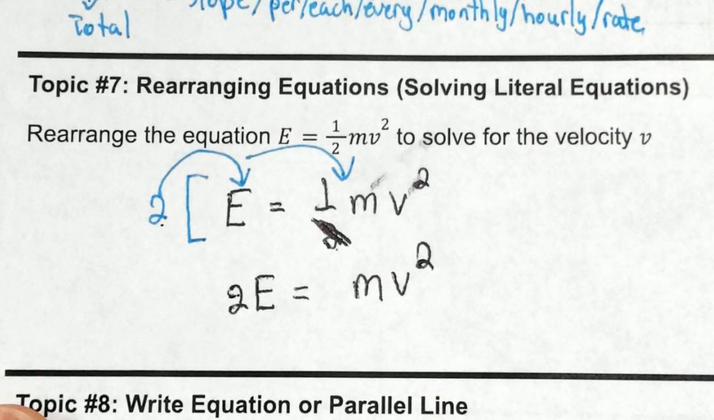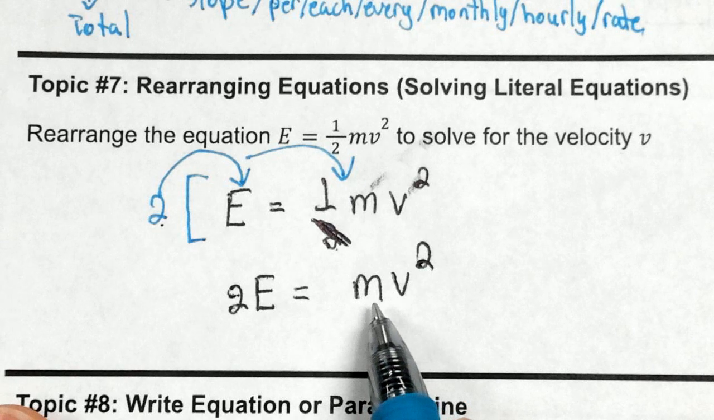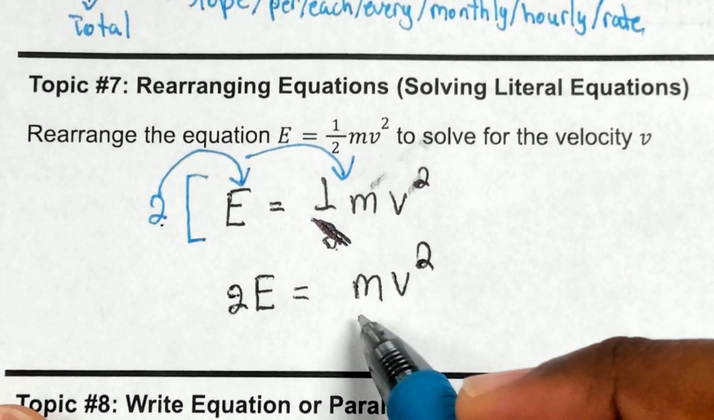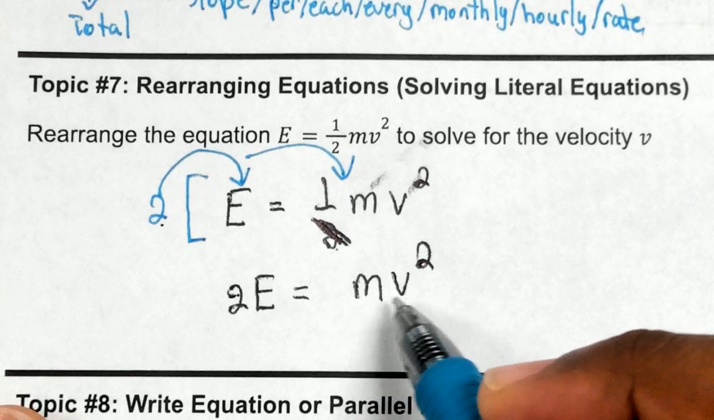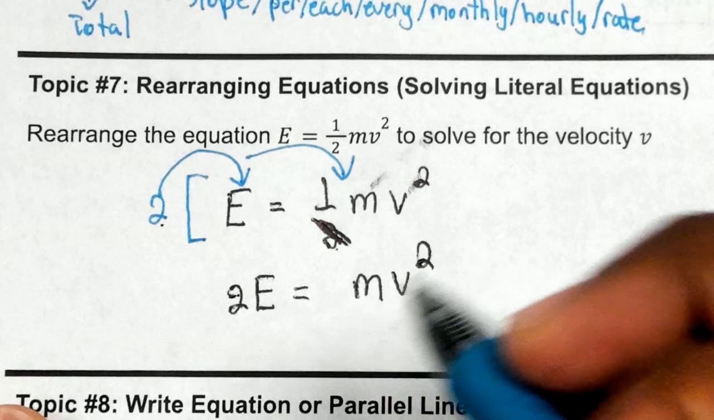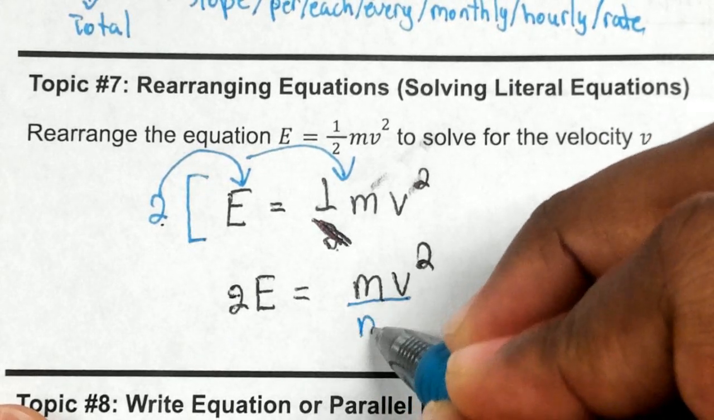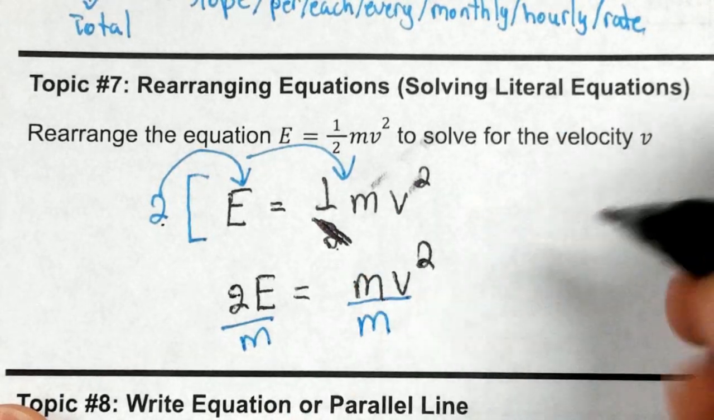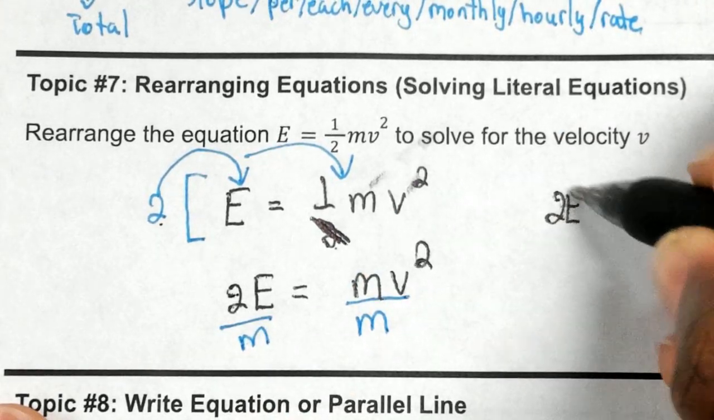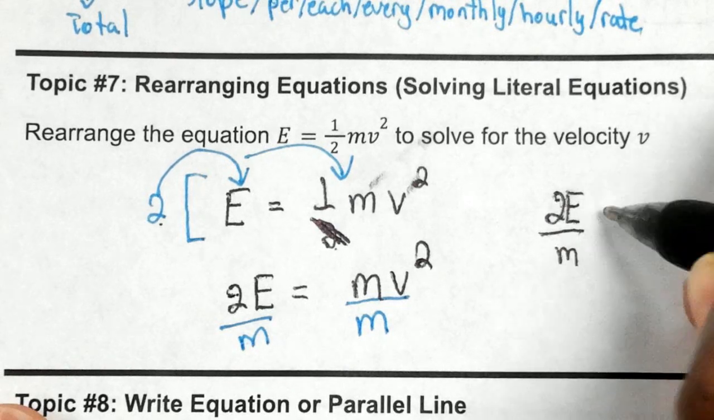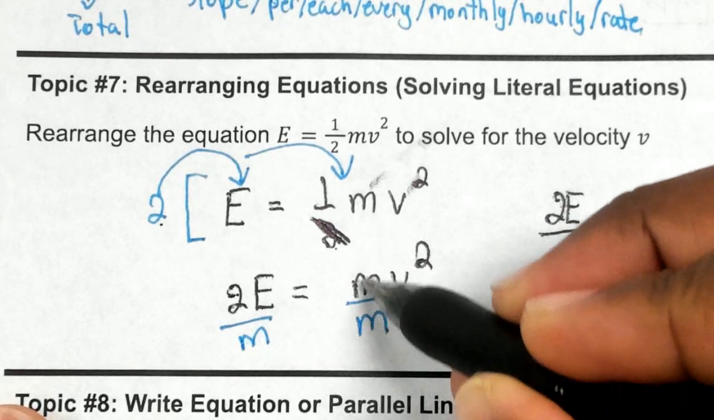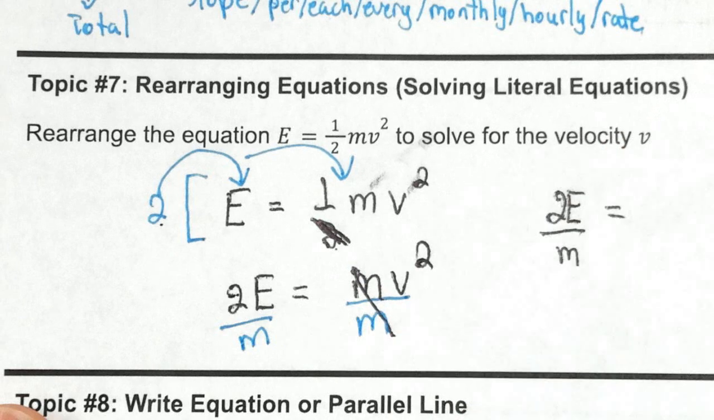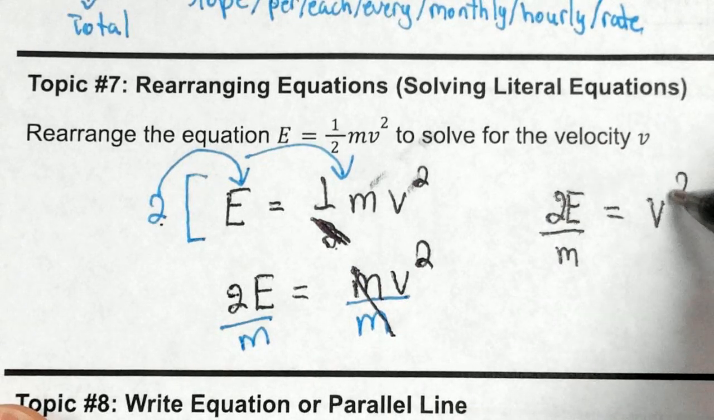So now I need to get v all by itself. To get v all by itself, I need to get rid of the m and the squared. But I'm going to start by getting rid of the m first. So how do we break up a multiply? You divide. So I'll divide by m, divide by m. So now I have 2e over m is equal to, so when you divide by something you're multiplying by, it cancels it out and you're left with v squared.